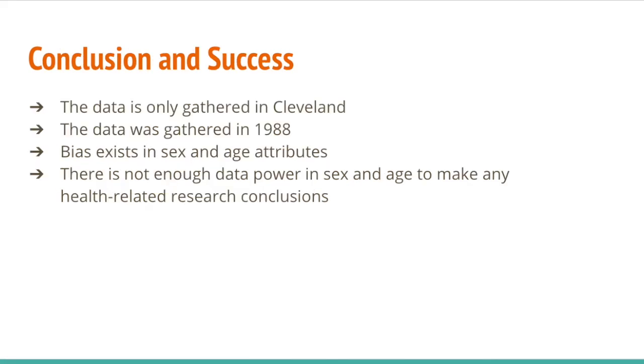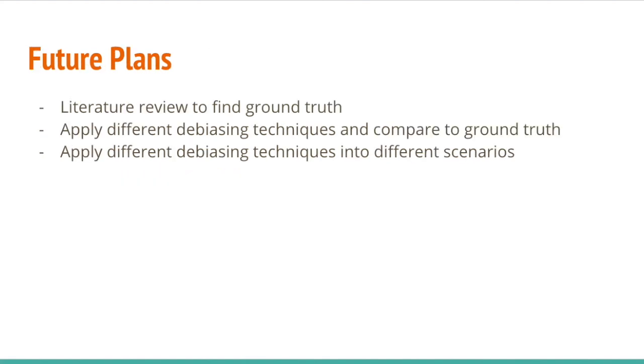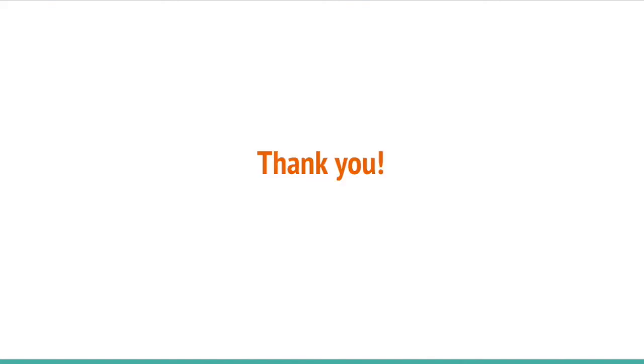We identified that the heart disease dataset did include some bias given that we compared it to the United States Census dataset. We found that there was age and sex bias. The dataset is very outdated and only contains limited data in Cleveland, Ohio, so no real health outcomes should be deduced from this dataset. For future plans, we plan to analyze more datasets and do a literature review to conduct more conclusive research, and we want to apply different debiasing and mitigation techniques. Thank you all for listening to our project.